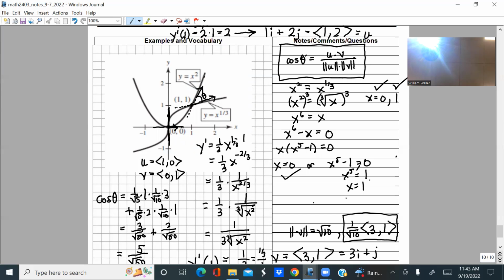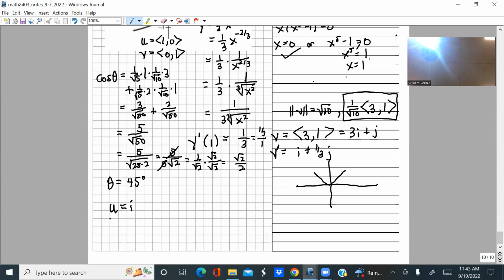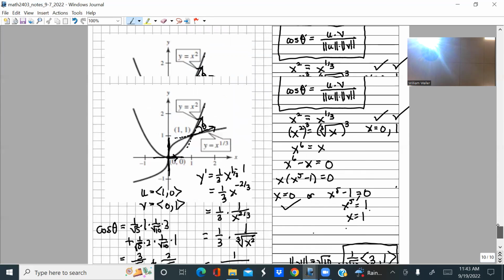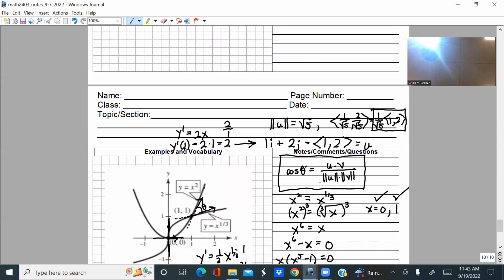Well, okay, great. If the tangent line is vertical, then I just have to find a vector that corresponds to a vertical line, and I can use what? J, sure, right. So we can call V, the second vector in this formula I'm getting ready to apply, J. Does it work now if we do this, or does something go wrong?